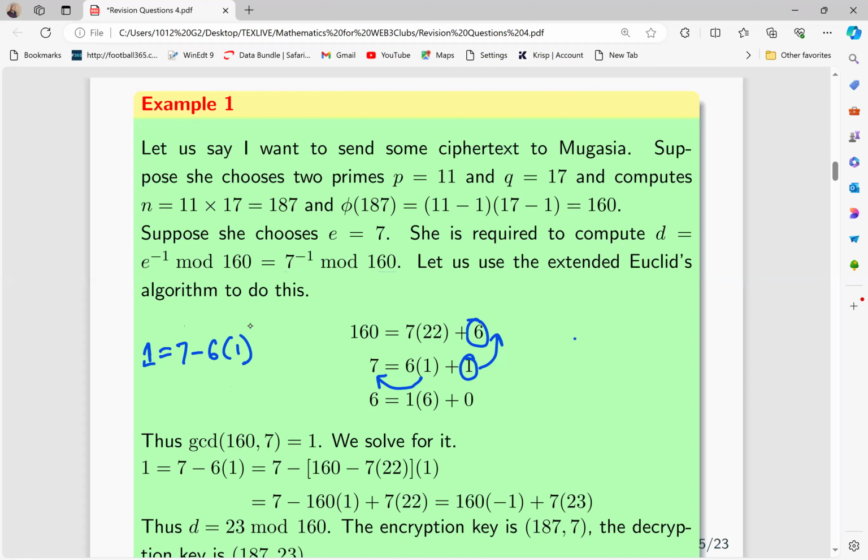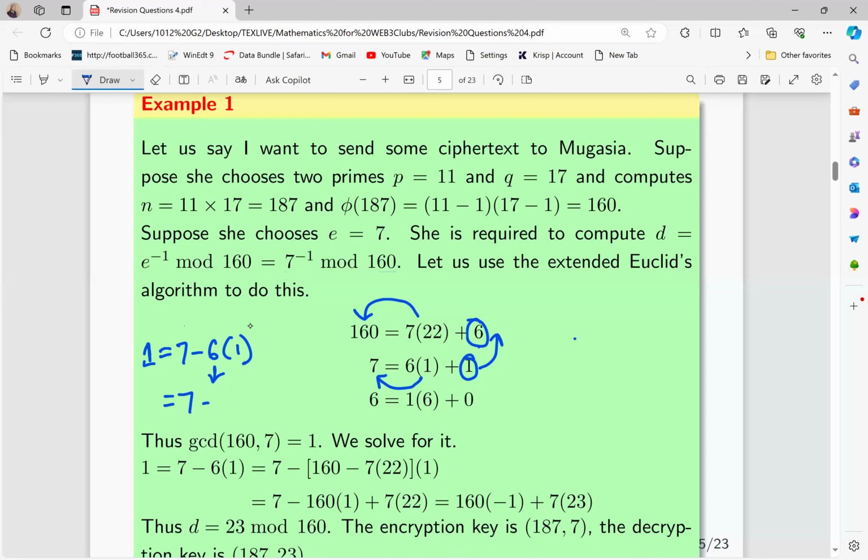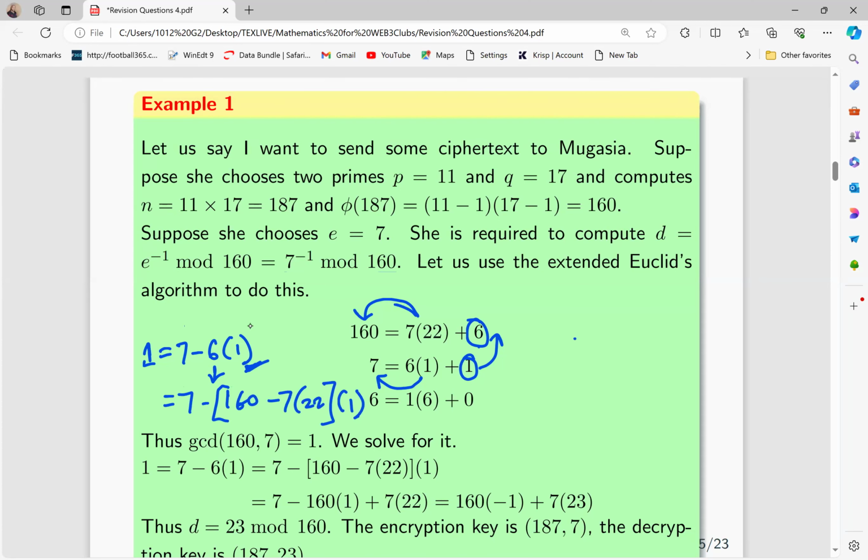So this other remainder is 6. 6 is the same as 160 minus 7 multiplied by 22, when this one goes to the other side of the equal sign. So we substitute this 6. What we have therefore is 7 minus, instead of 6, we write the equivalent of 6 from this equation, which is 160 minus 7 multiplied by 22. Then remember this one outside this bracket. Now you open this bracket.